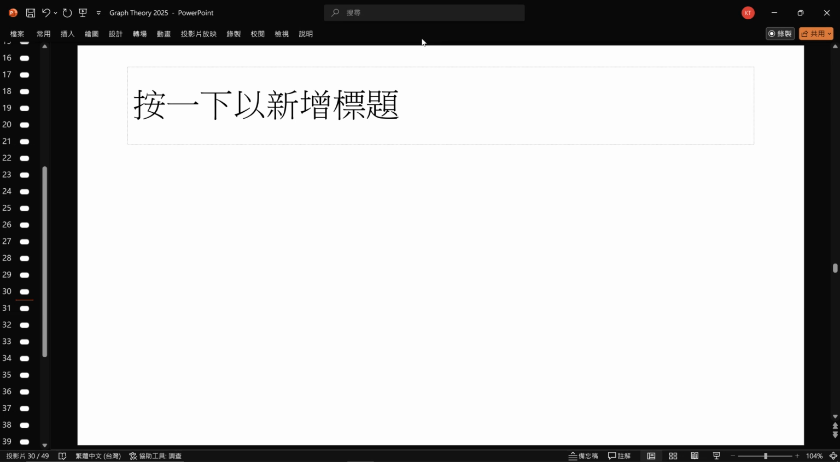And also we considered the problem of degree sequence. Given a degree sequence, we would like to know whether there's a graph that matches this degree sequence. For example, this one, 3, 3, 2, 2, 1, 1. This degree sequence can be realized by a graph. By that I mean that we can find a graph that matches this degree sequence. So the graph looks like this. For this graph, the degree sequence is 3, 3, 2, 2, 1, 1.